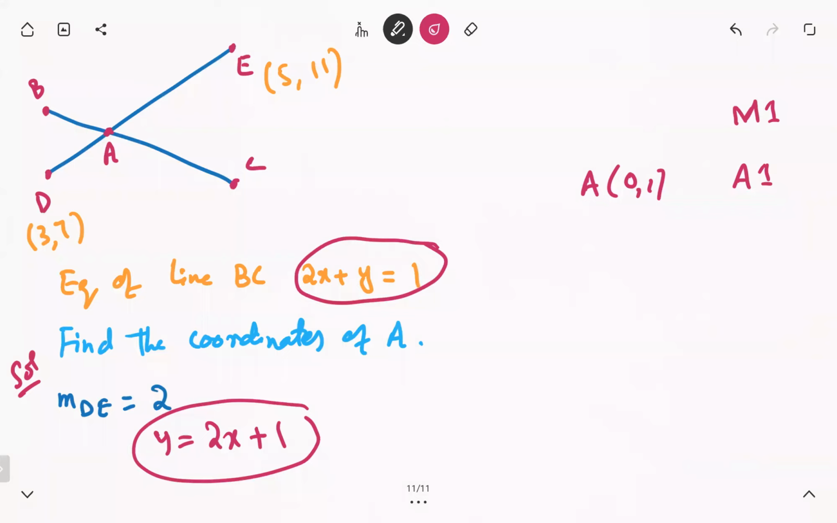So I hope everyone is getting the same answer A (0, 1). किसी का कोई different answer आया हो या किसी को समझ नहीं आया तो you can ask. Next question.